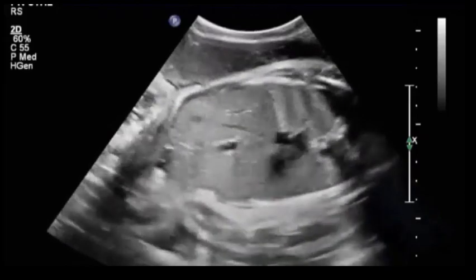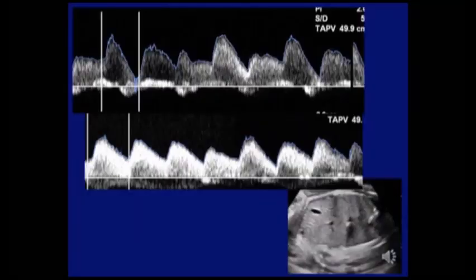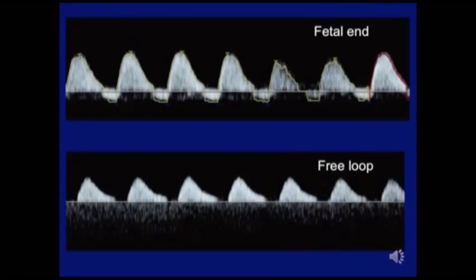Now you see the fetus is breathing here and you get this chaotic type of pattern, which is incorrect to trace. You'll have to wait for fetal quiescence and then take the tracing to get the correct PI value. Now in this case, you see that there was an absent diastolic flow at the free loop, but there was a reverse diastolic flow at the fetal end. So you have to be very careful. That's why it's always better to take 3 or 4 measurements at different sites and then record the findings.